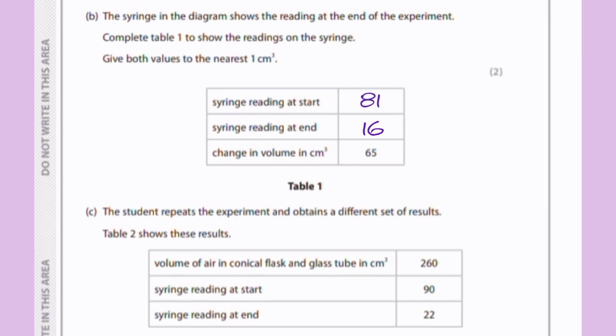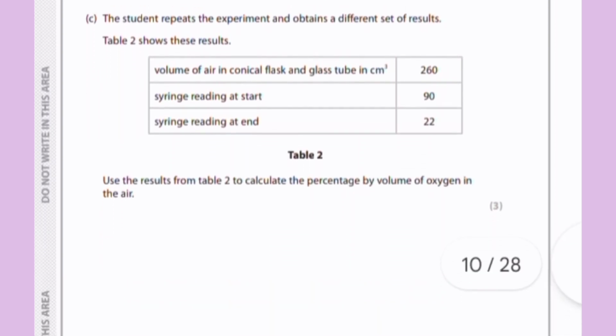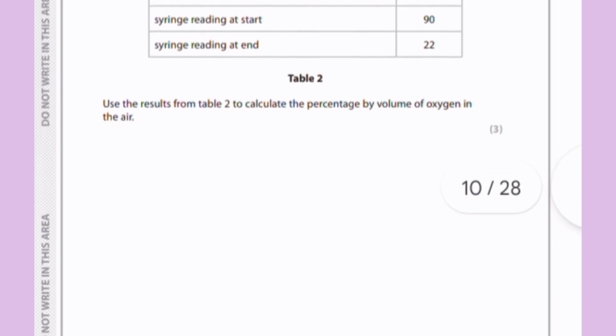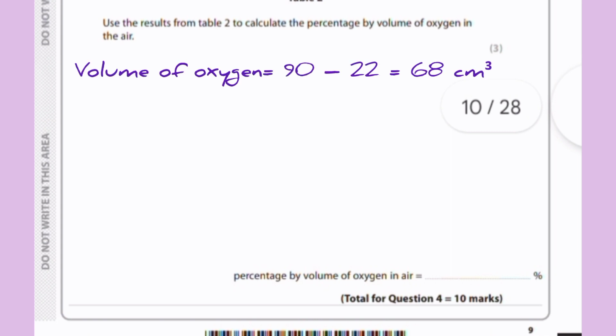C. The student repeats the experiment and obtains a different set of results. Table 2 shows these results. Use the results from table 2 to calculate the percentage by volume of oxygen in the air. In this table, we can see that the volume of air in a conical flask and glass tube is 260 cm³. Syringe reading at start is 90 and the syringe reading at end is 22. For this calculation, we need to know the change in the volume of air, which we can find by subtracting 90 and 22, which gives us 68.